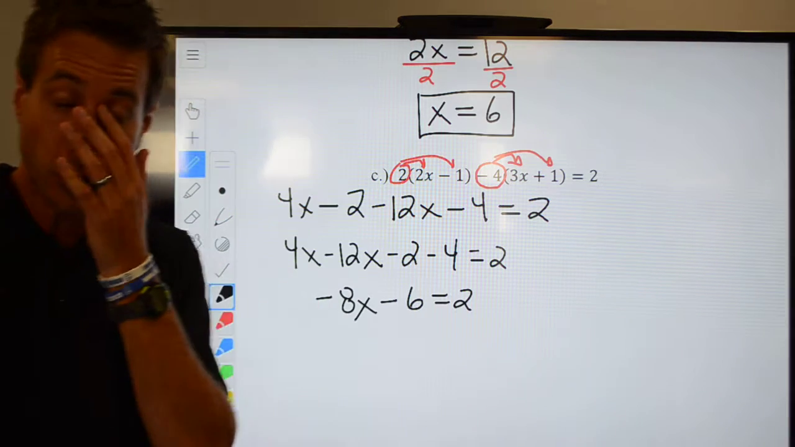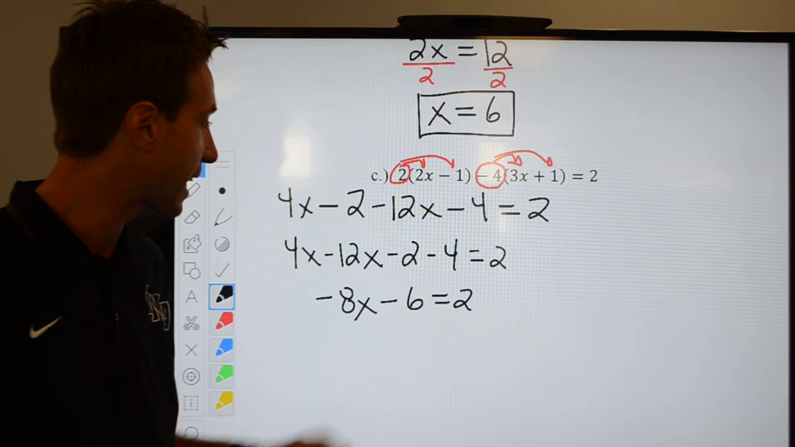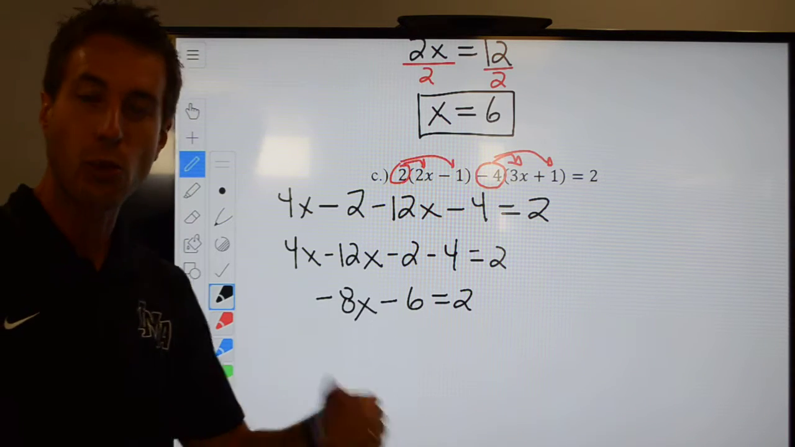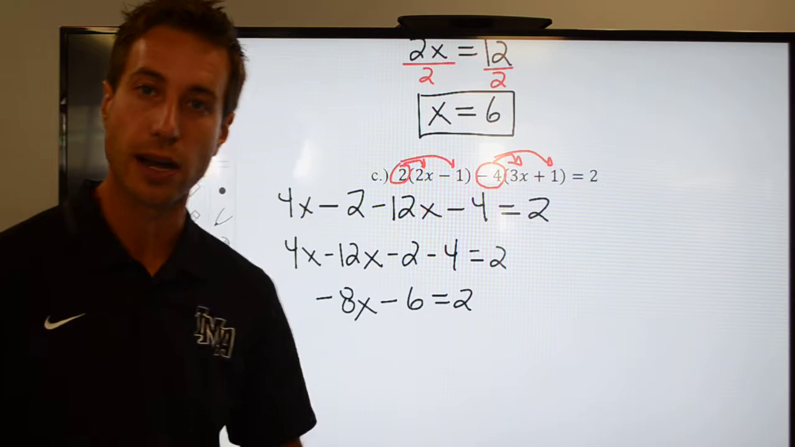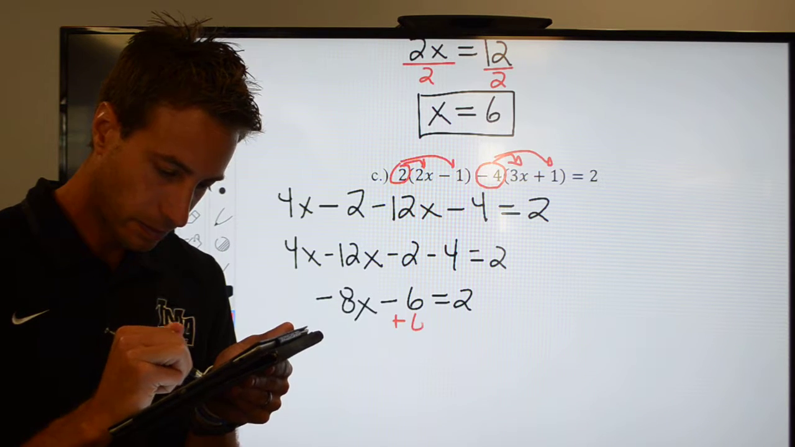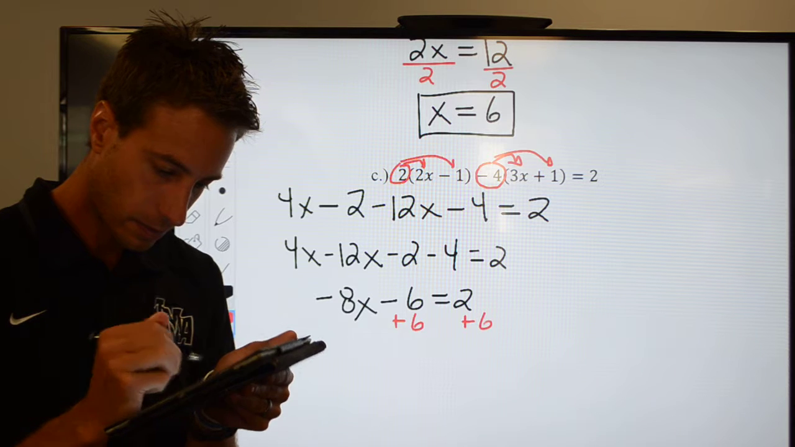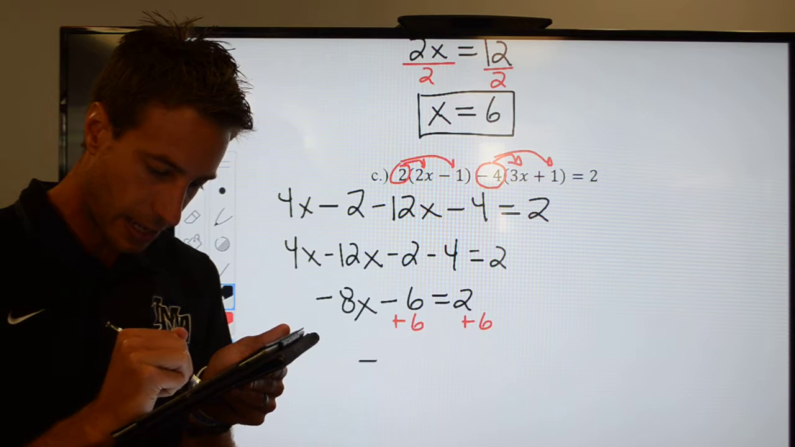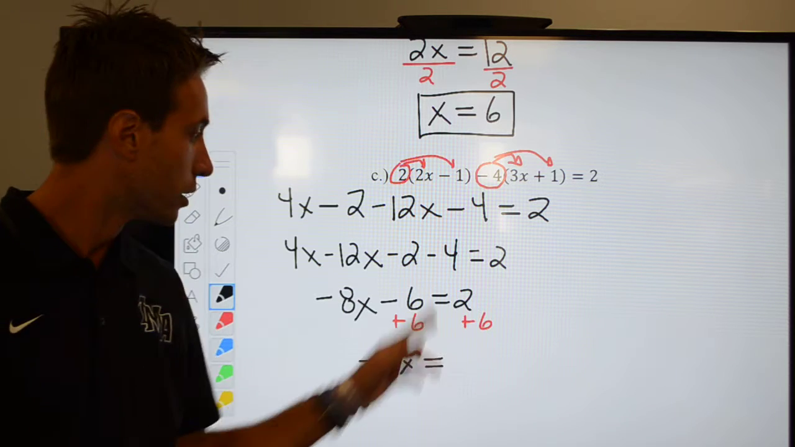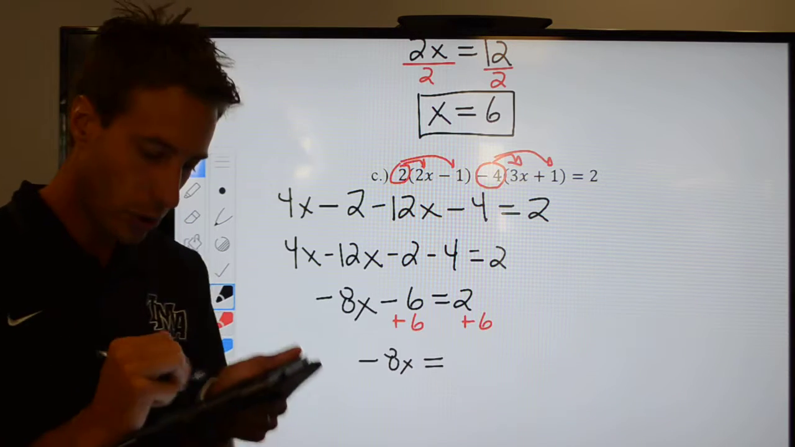All right, well, we're off to a great start here, but I need to get this x all by itself. Since I'm subtracting 6, the way to move it to the other side would be to use addition. That leaves me with a -8x is equal to 2 plus 6, or 8.